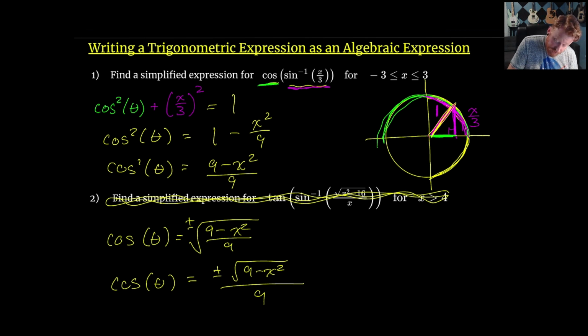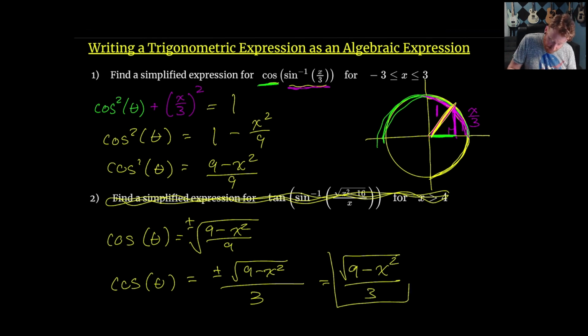Since we're in the first quadrant, we know that the cosine is positive, so we want the positive square root of 9 minus x squared. Whoops, this should have been a 3. We took the square root of the numerator and the denominator, and we got the 3 there. So a little typo. This is square root, and that's over 3. And this is what we are looking for.